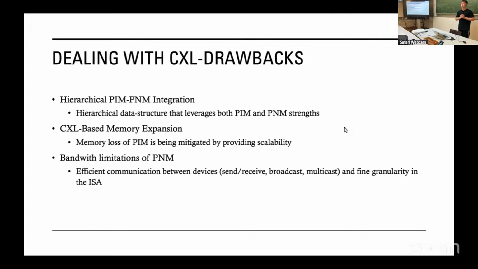Okay. Compute Express Link also has some drawbacks, but the paper argues against them. For example, it uses the advantages of PIM and PNM through the hierarchical data structure. And through the CXL-based memory expansion, it can mitigate the memory loss because of the processing units. And it can enable efficient communication between the devices and fine granularity in the ISA to mitigate the bandwidth limitations of PNM.